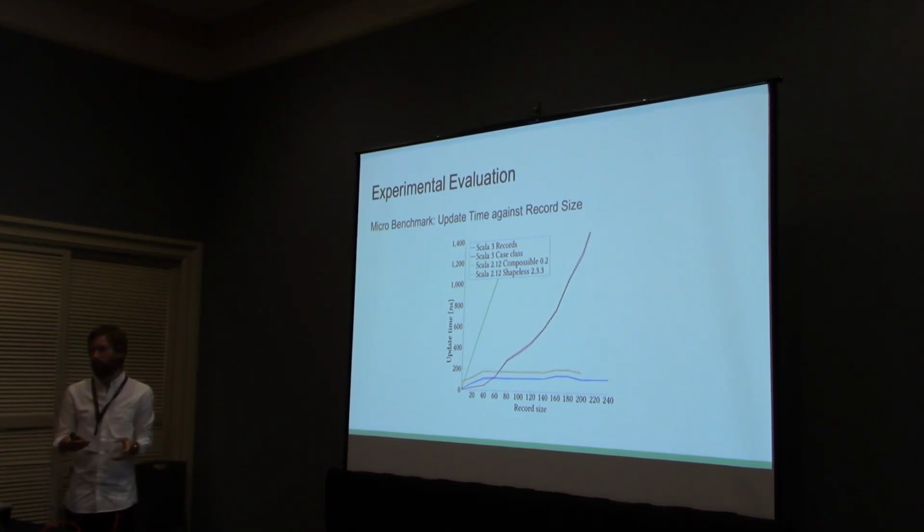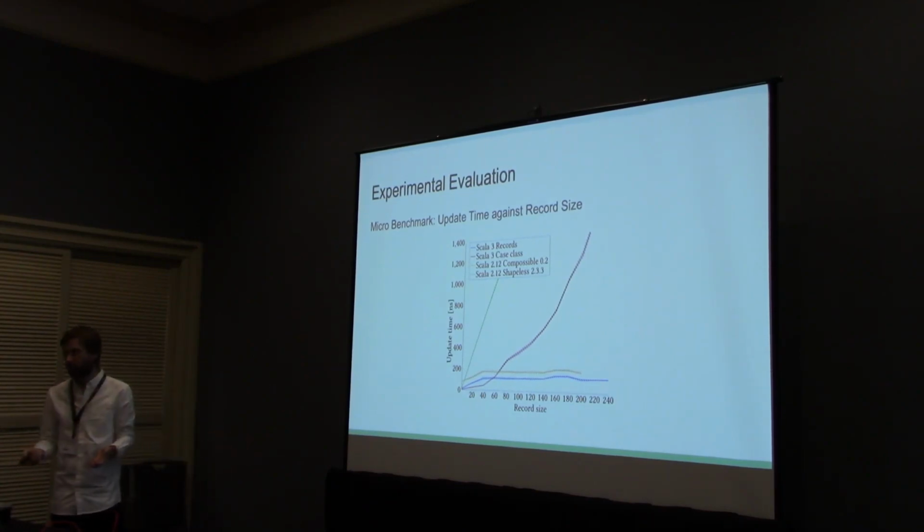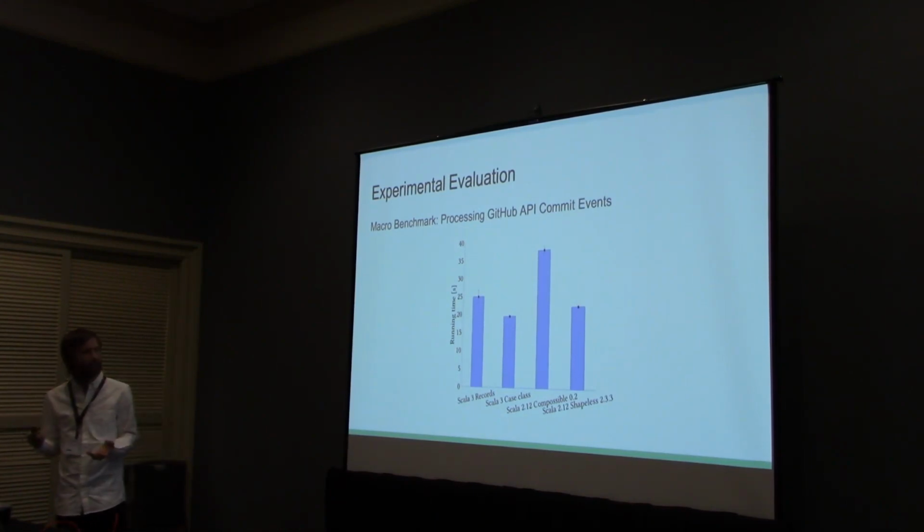Since we want immutable updates, if you have a case class, you would have to copy everything if you want to update a value. But since we're using immutable hash maps underneath, we get effectively constant time record updates. You would have to have pretty large records to beat the case class performance. So the blue line here is our records, and the red line going up here is case classes. So if you have really large records that you need to update a lot, you will actually benefit from using our records.